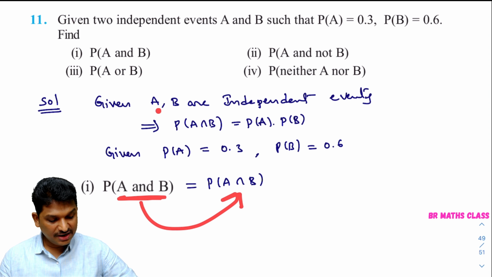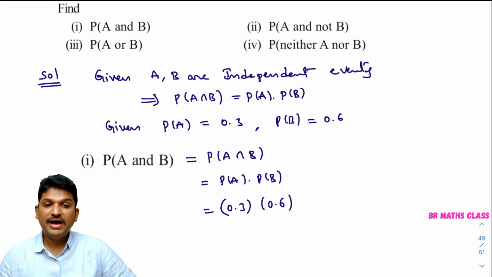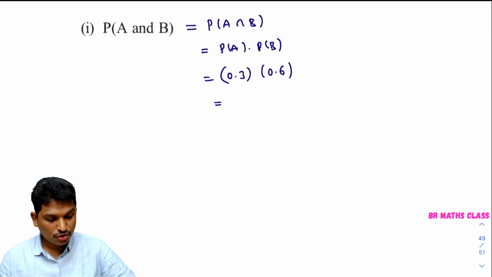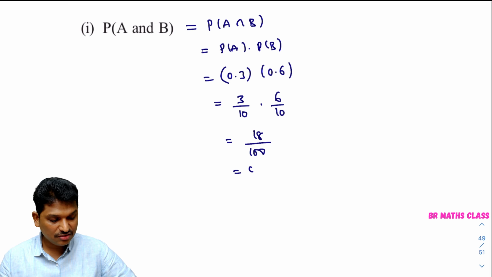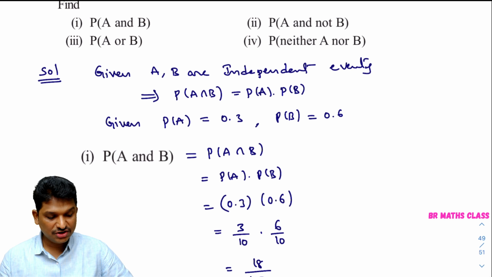As the events are independent events, probability of A intersection B can be written as probability of A into probability of B. What is probability of A? They have given here, 0.3. Probability of B, 0.6. 0.3 into 0.6. Directly you can write 0.18, or else you can simplify like this also. 0.3 means 3 divided by 10, 0.6 means 6 divided by 10. This is nothing but 18 divided by 100, which is equal to 0.18. Okay, first bit is over: 0.18.